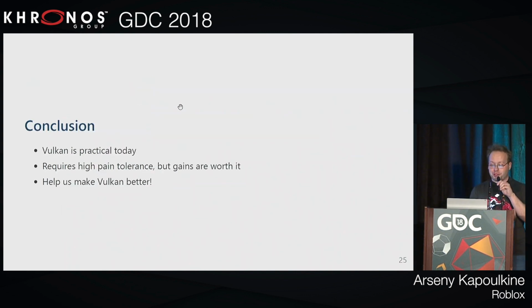So the good news that I promised was that we did ship on Vulkan. It does work. It is much faster than OpenGL. There aren't too many maintenance issues with it, or rather not more than there are with OpenGL. The bad news is it requires high pain tolerance. And please file bugs on things that you find to make Vulkan better. Thank you.